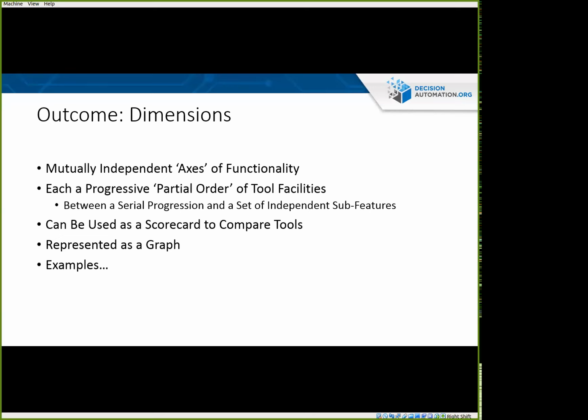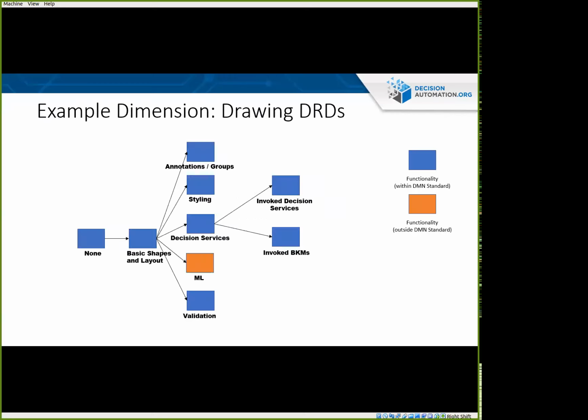This is a disciplined way to compare tools, much better than a scorecard. And in a little while, I'll show you how we try to make it even more advanced. Each tool will essentially have a coordinate in this multi-dimensional space. So for every axis, every tool will have a point which reflects its current position. Perhaps the best way to illustrate this is through example.